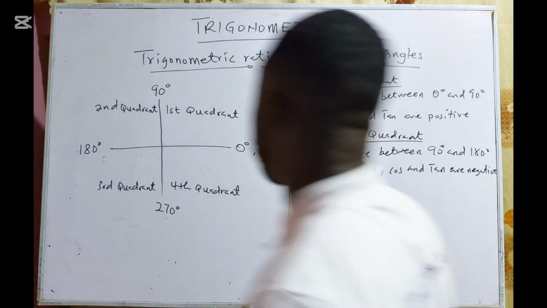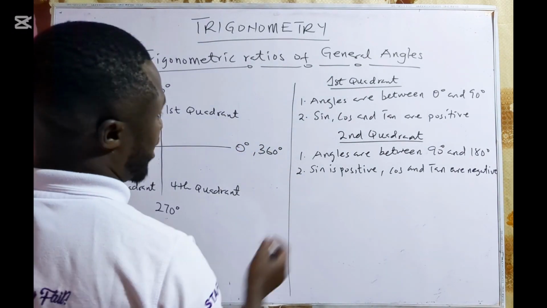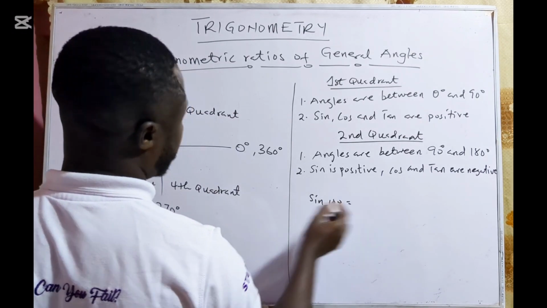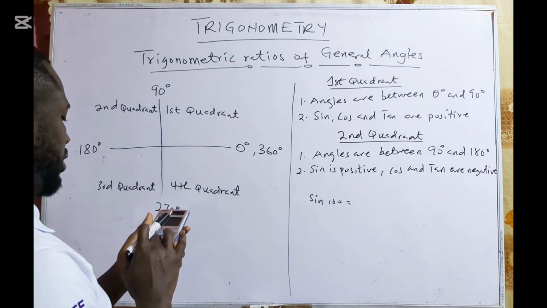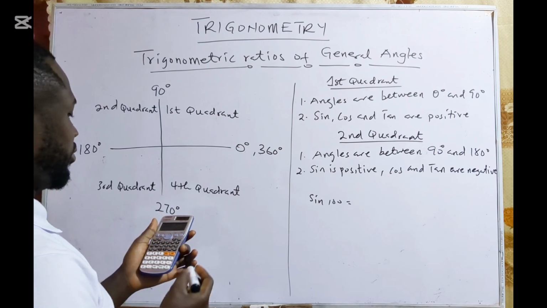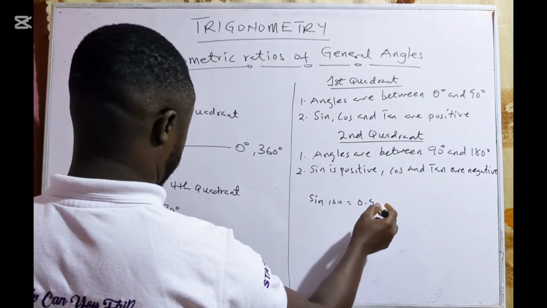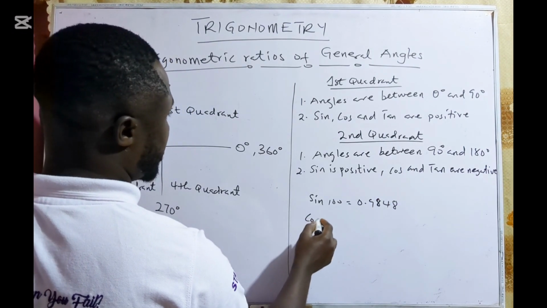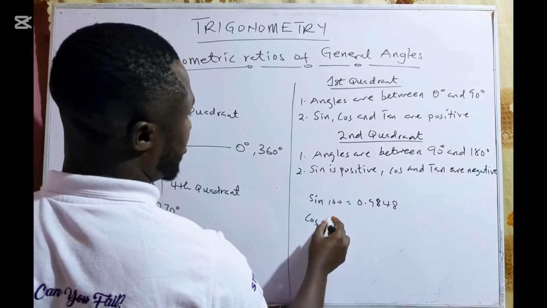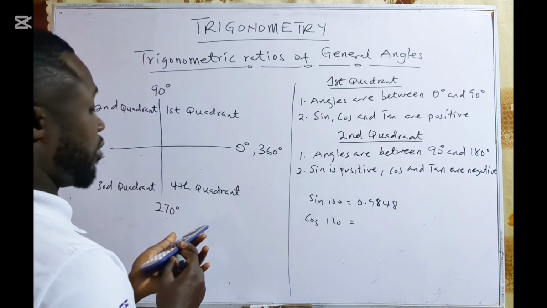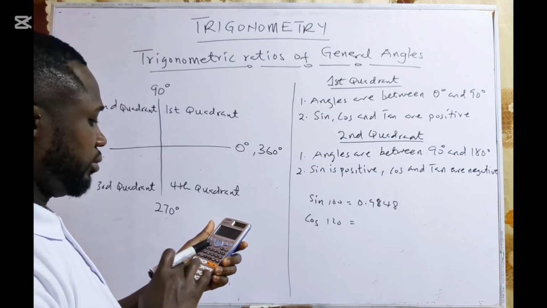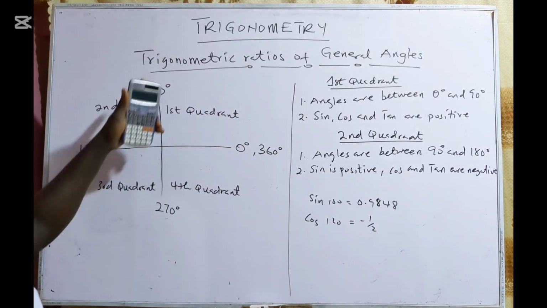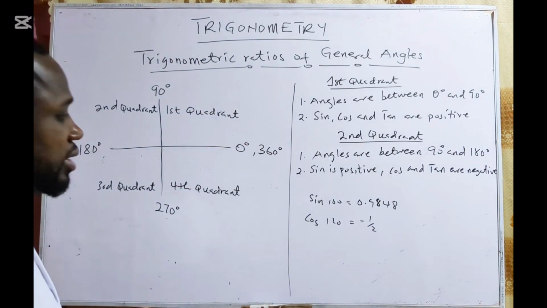If you like, you can take your calculator and pick an angle in the second quadrant, maybe sine 100. Sine 100 will give you a positive value, which is maybe 0.9848. But try cos and see. Maybe cos of an angle between 90 and 180, say cos 120. Let's see what we get: negative 1 over 2. Because the angle is between 90 and 180, it is giving me a negative value.